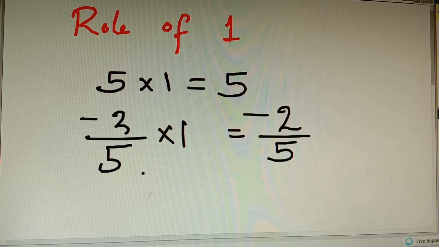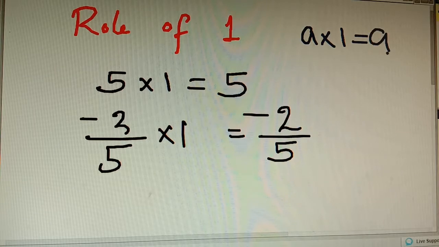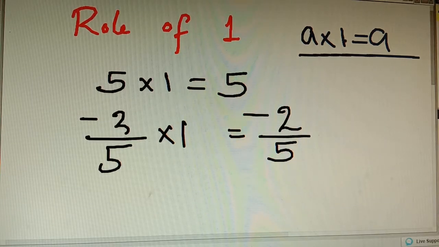Right? So that means if we multiply any number with 1, the answer will be the same number. So if I multiply the rational a with 1, the answer is a itself. So a into 1 is equal to a. So this 1 is known as multiplicative identity. Okay, 0 is additive identity. The same way 1 is multiplicative identity.